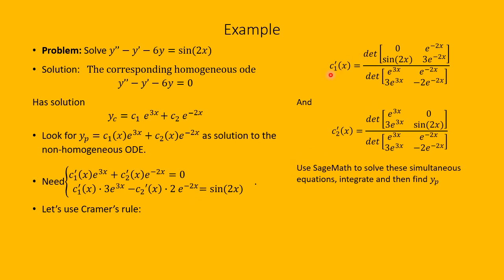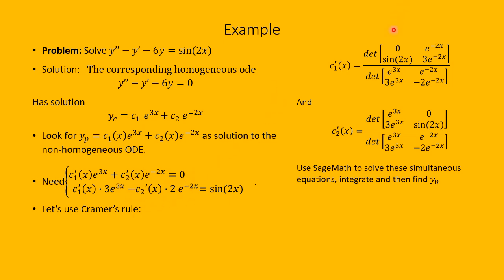We're going to solve for C1 by looking at the determinant of one matrix divided by the determinant of another matrix. The denominator matrix are just the coefficients of C1 prime and C2 prime that occur on the left-hand side of this equation. And so e to the 3x is here, e to the minus 2x is here, 3e to the 3x is here, minus 2e to the minus 2x is here.